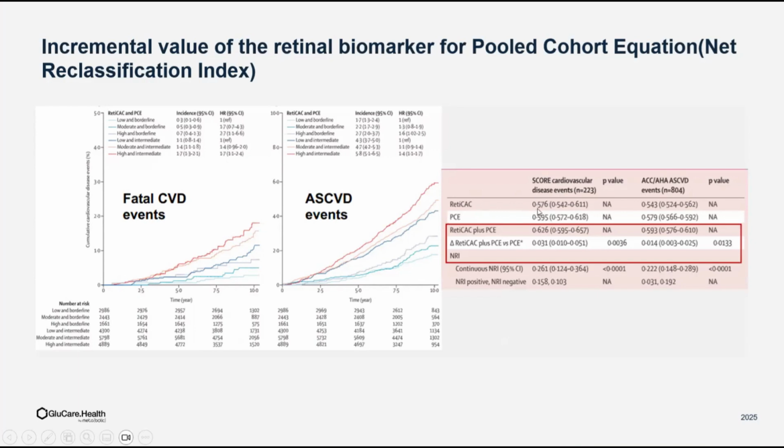But we have seen what is more compelling is the CVD and the pooled cohort equation. When they are used together, the predictive accuracy improves significantly, suggesting that CVD helps compensate for some of the limitations of the pooled cohort equation. It can be used as a standalone and also together with the current risk calculators.